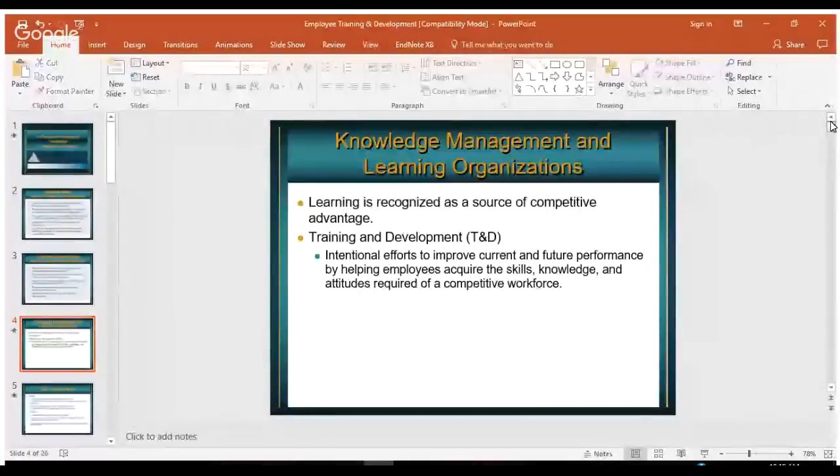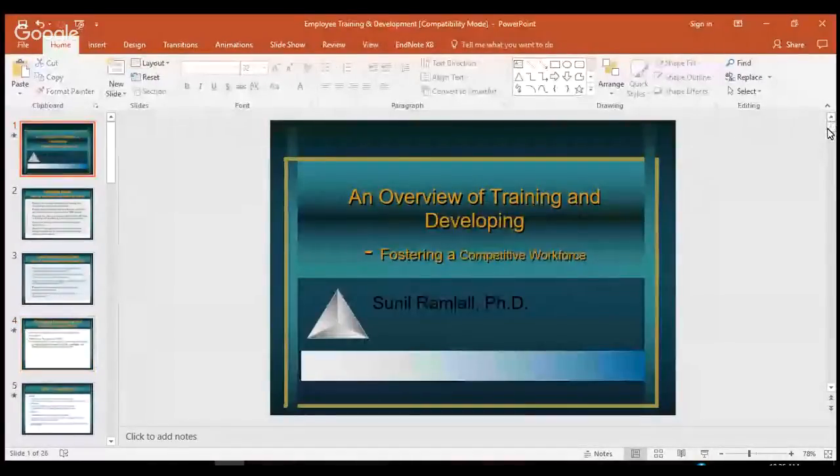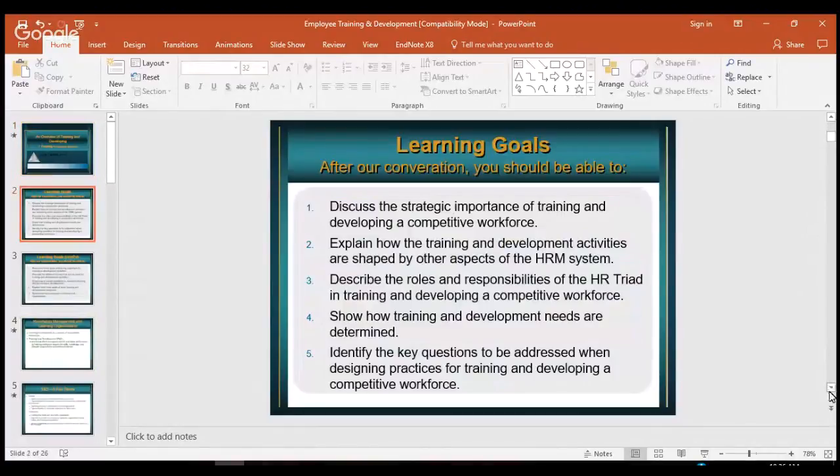So what exactly is employee training development? Employee training development is the process of developing and/or unleashing human expertise for the purpose of improving performance at the individual, organizational, and process levels. As we said, we'll discuss the strategic importance of training and developing a competitive workforce, because in the end, after all modes of competition have been eroded, employees are the core source of competitive advantage.